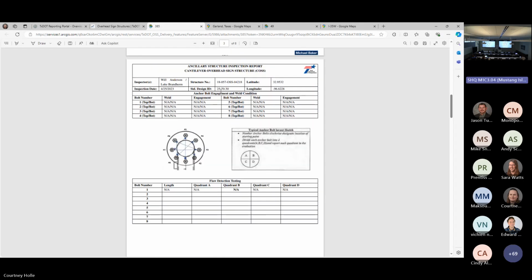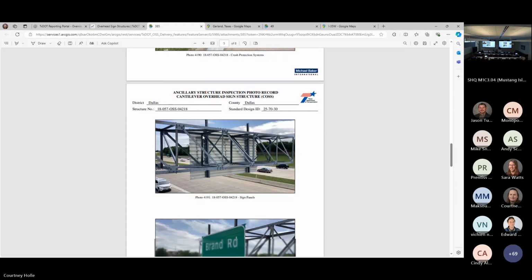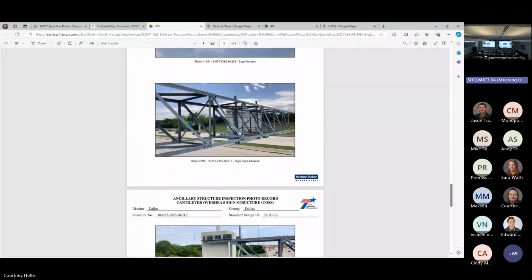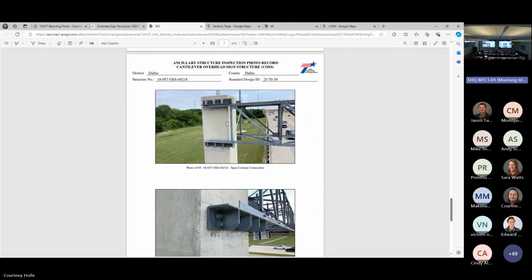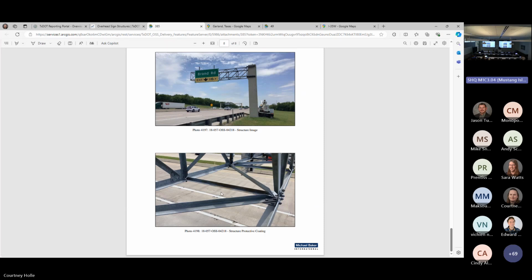We're also including the statewide cantilever structure anchor bolt inspection that TxDOT did, that all the districts did after that sign bridge, after that cantilever structure fell. So we've got all the different parts of the sign bridge that they've inspected, the connection to the structure, looking at the galvanizing right there.